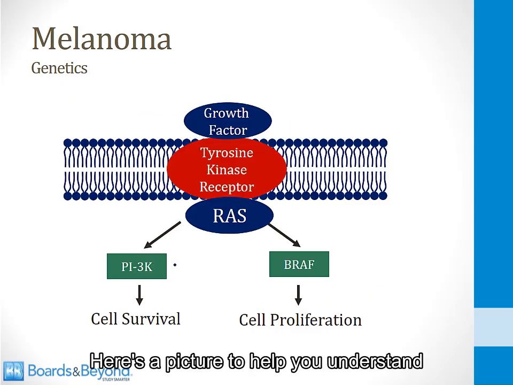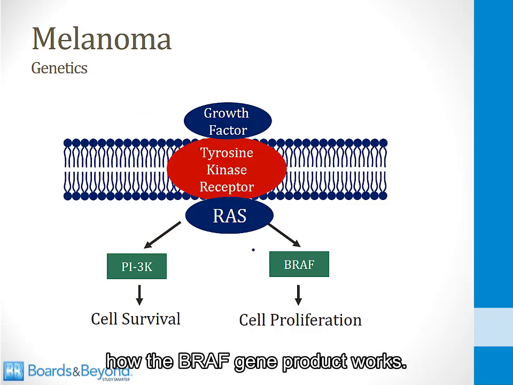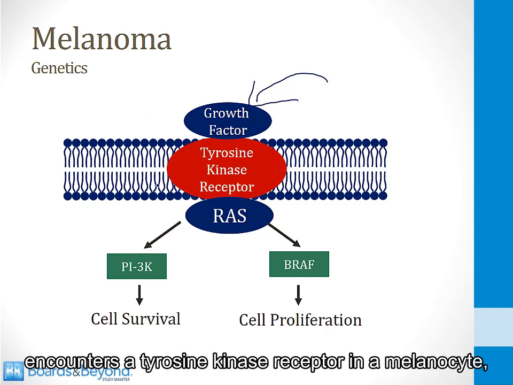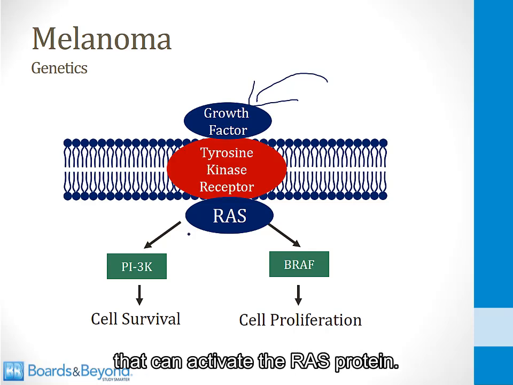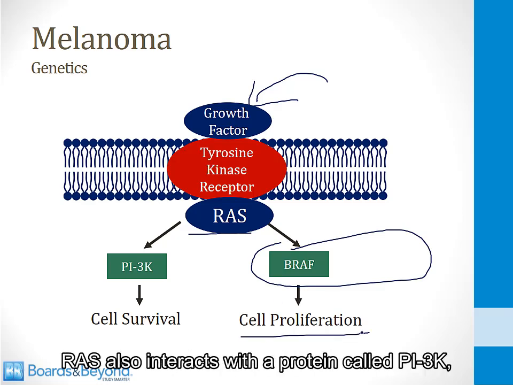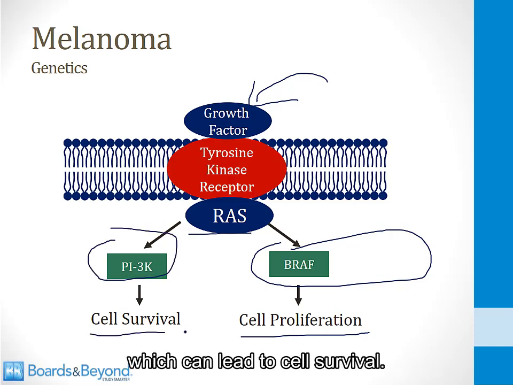Here's a picture to help you understand how the BRAF gene product works. So when a growth factor encounters a tyrosine kinase receptor in a melanocyte, that can activate the RAS protein. RAS can interact with the BRAF protein, and that leads to cell proliferation. RAS also interacts with a protein called PI3K, which can lead to cell survival.